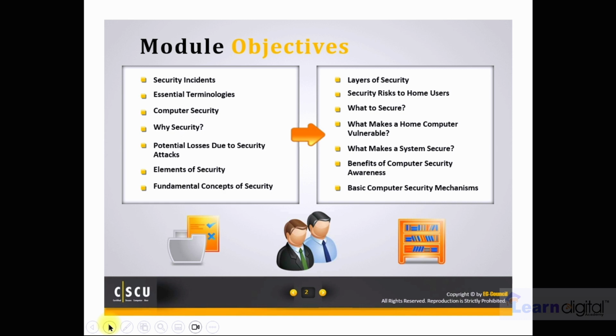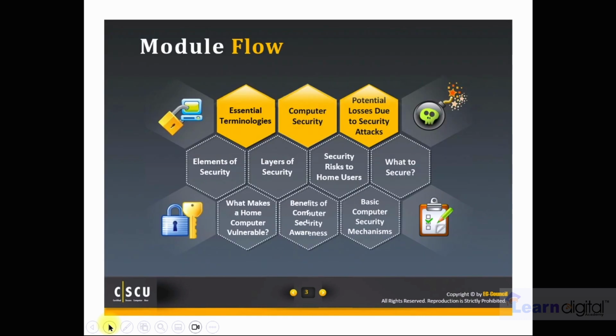assessments and audits. So here we are on module objectives. That means security incidents, essential terminologies, computer security, why security is important, potential losses due to security attacks, and some elements of security which we have discussed in the previous session, but still we will just go through it. Fundamental concepts of security, then layers of security, security risk, what to secure, then what makes a home computer vulnerable, what makes a system secure, then benefits of computer security awareness, and last but not least, basic computer security mechanism. So this will be our flow.